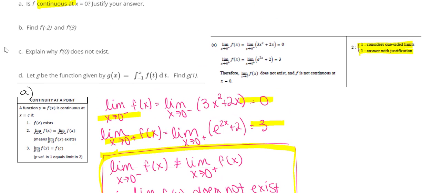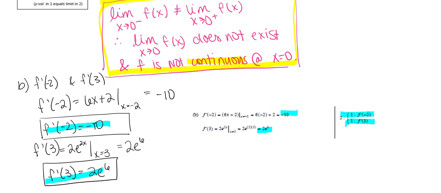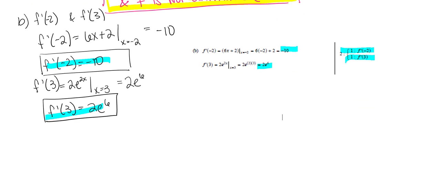Part C asks us to explain why f prime of 0 does not exist. So in part A, we proved that it was not continuous at f of 0, my apologies. Now f prime is noting the differentiability, and remember, for something to be differentiable, it must be continuous. Writing in highlighter still. So for something to be differentiable, it must be continuous.